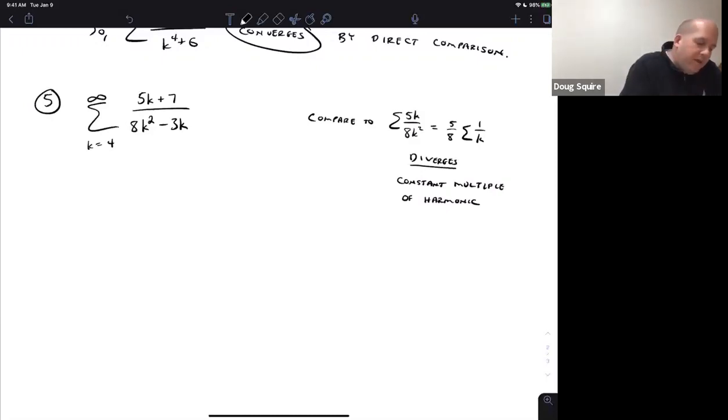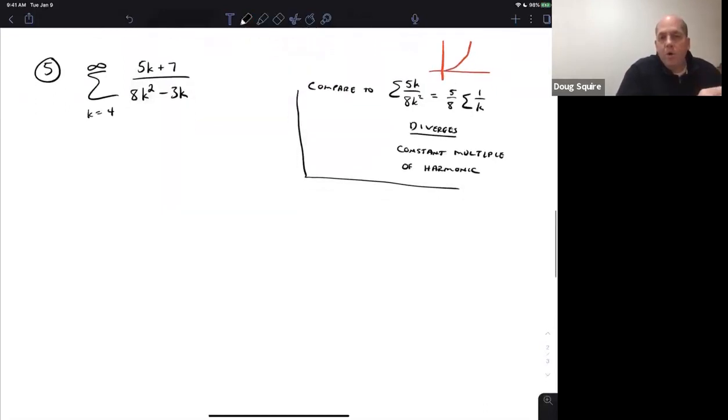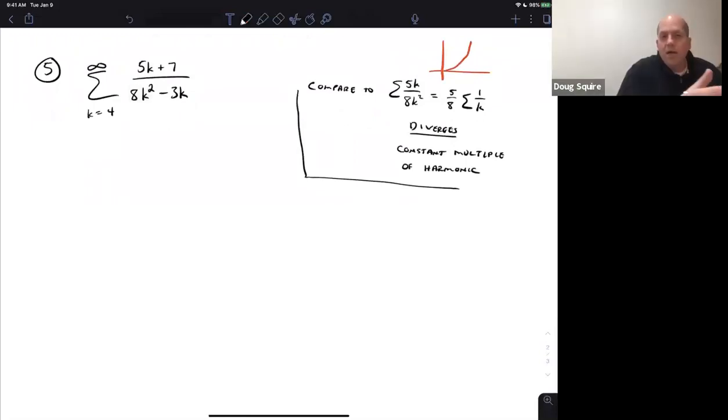Okay, so what we should now be thinking is that this one on the right diverges, and because it's all positive, that means graphically it looks like that. So would I want the original series to be larger, or would I want the original series to be smaller in order to make an easy conclusion? Larger. I want it to be bigger because then it would have to go to infinity. Okay, so based on the numerator, it is bigger because 5k plus 7 is bigger than 5k.